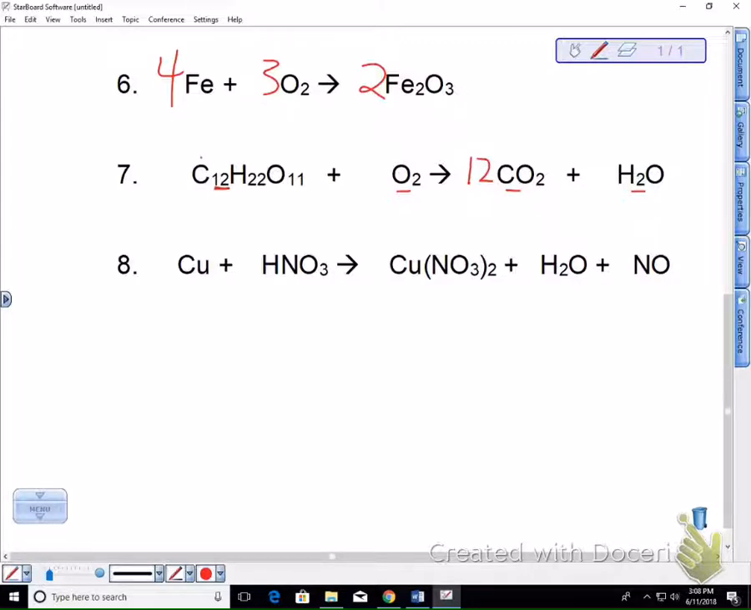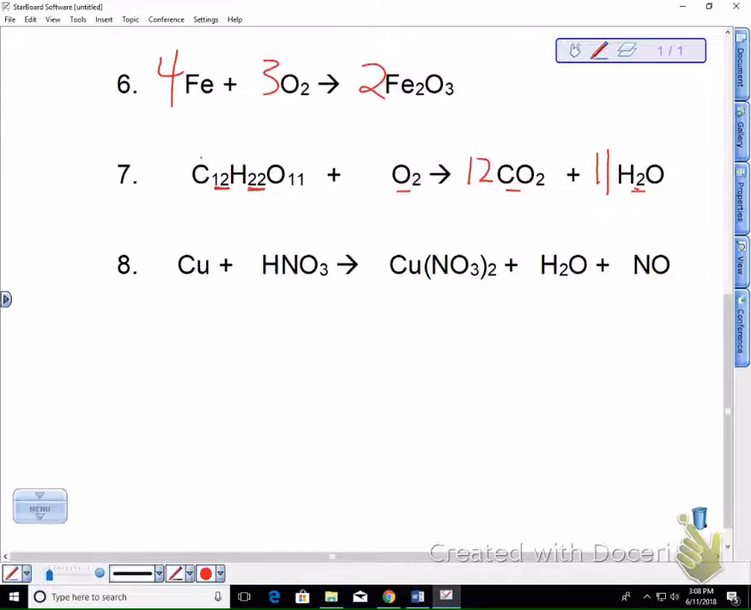Then I said take the hydrogen, and since it's H2 over here, I want to put half of the hydrogen in front of water. So half of 22 is 11. And let that be my coefficient. So C is balanced, H is balanced.